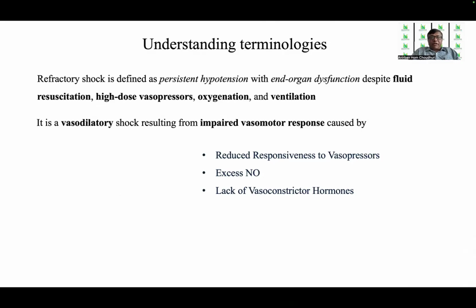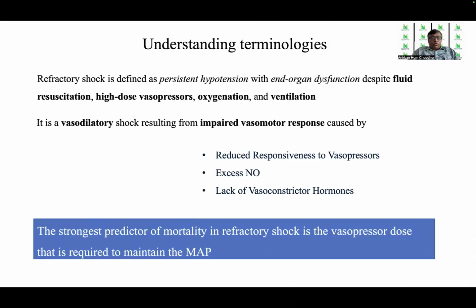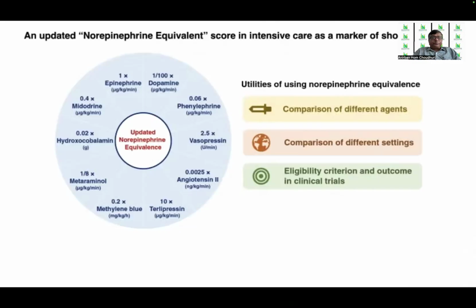And this impaired vasomotor response is caused by reduced responsiveness to vasopressors, excess of nitric oxide, and lack of vasoconstrictor hormones. So if a patient is in refractory shock, the strongest predictor of mortality is the vasopressor dose that is required to maintain the mean arterial pressure. Higher the dose, higher is the risk of mortality.